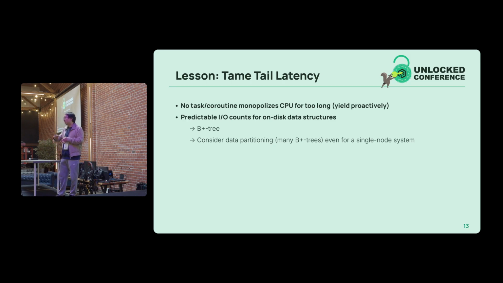So that's why in our storage engine, we adopt the B+ tree, because the height can be fixed. But in contrast to conventional databases, where there is a single giant B+ tree, we perform data partitioning even for a single node system. That's important because you want to control the height of the tree. You don't want the height to grow larger as the data volume grows. So that's also important.